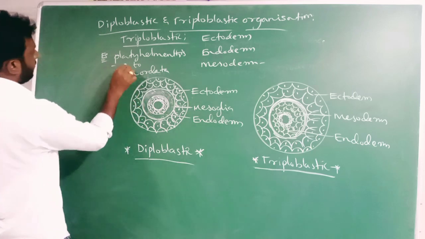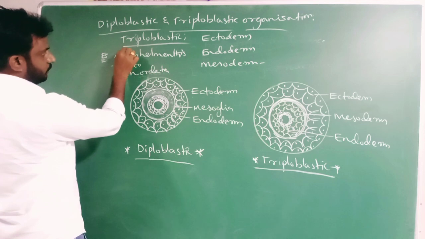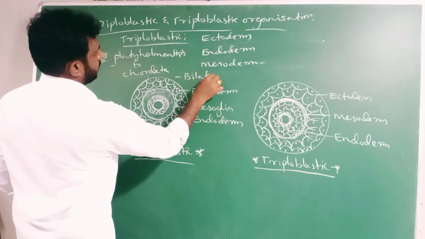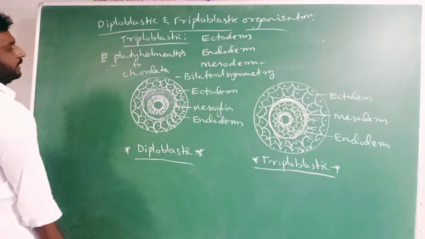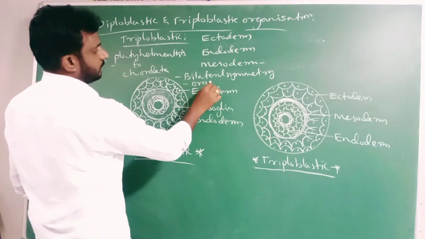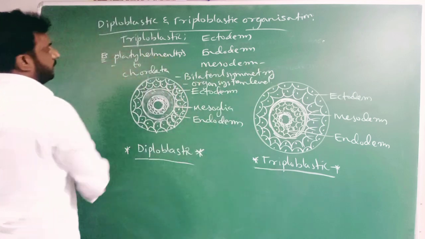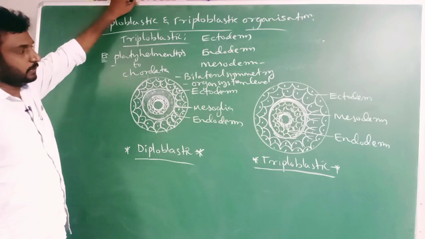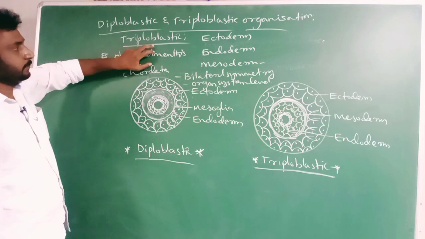So the examples are important here. Platyhelminthes to Chordata, all are triploblastic. Triploblastic animals show bilateral symmetry and have the organ and organ system level of organization. In the diploblastic animals, Cnidaria and Ctenophora, only the tissue level is present. But the organ system level of organization is seen in triploblastic animals.